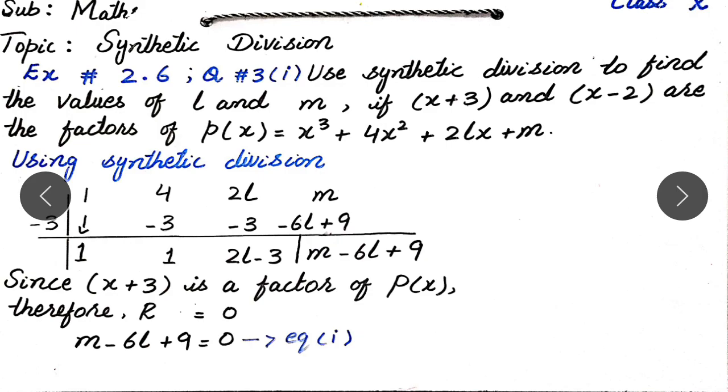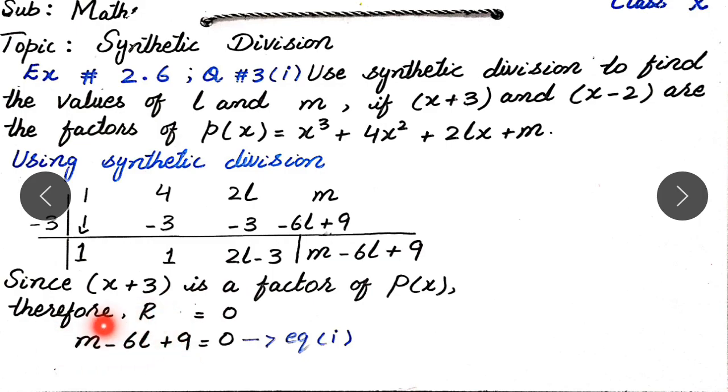Here the remainder is not 0, even though minus 3 is a root, that is, x plus 3 is a factor of this polynomial, because m and l are not found. If you find m and l and put them here, of course you will get remainder 0. So here it is written that since x plus 3 is a factor of polynomial p(x), therefore the remainder is 0. This statement must be written, otherwise you cannot put this equal to 0, because a question mark will be there as to where this 0 has come from.